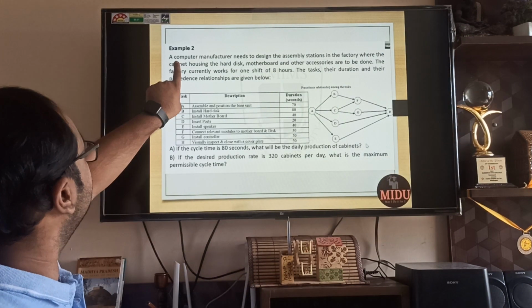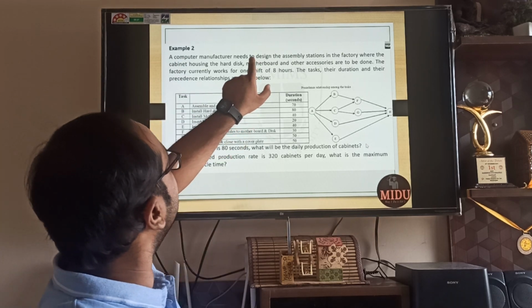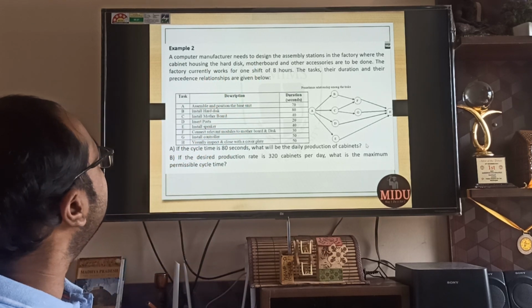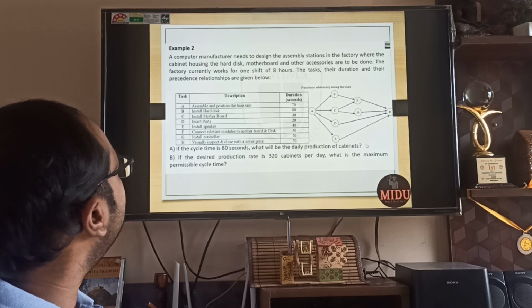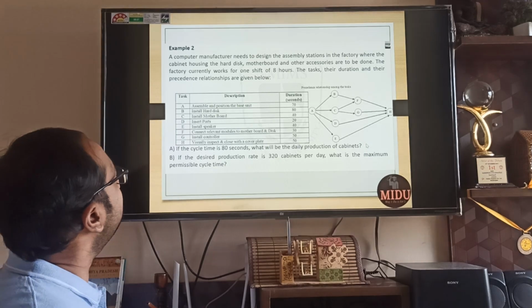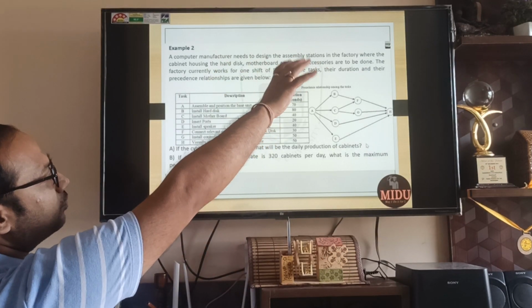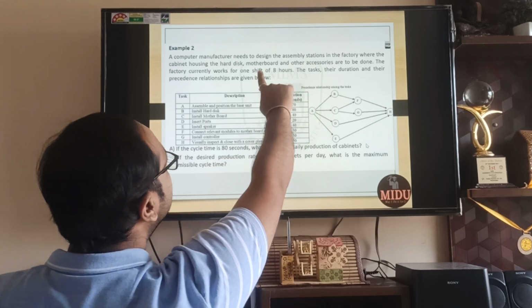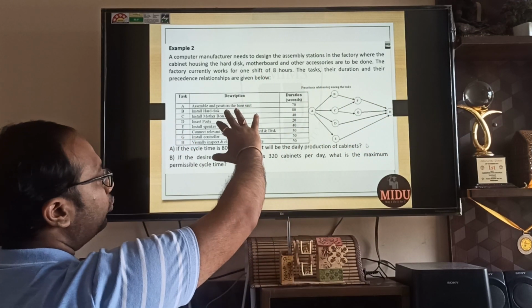So understand this question. A computer manufacturer needs to design the assembly stations in a factory where the cabinet housing the hard disk, motherboard and other accessories is to be assembled. The factory currently works for one shift of 8 hours. Task and duration precedence relationships are given below. Okay, so the important pointers from an operations point of view are one shift, 8 hours, and precedence. So what is this precedence? Then we will come to this table.